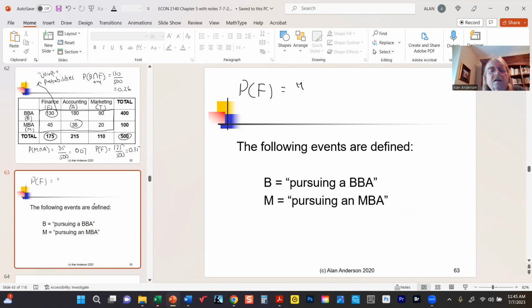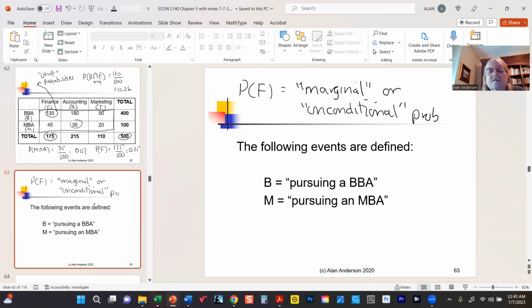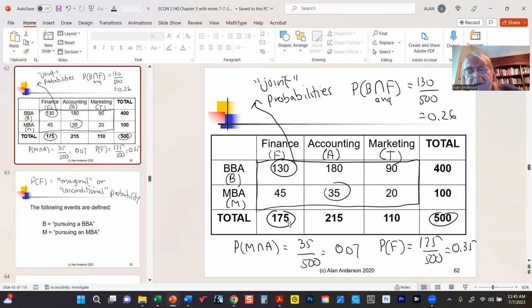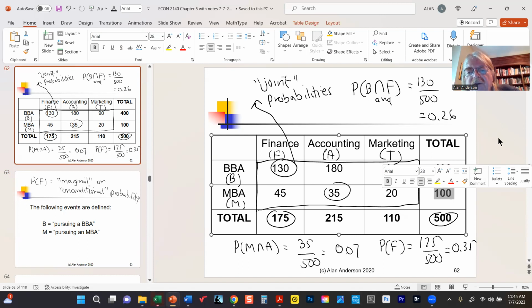This is called either a marginal or unconditional probability. So you can see there's several of these as well. We've got the probability of F, A, T, B, and M. There's 5 unconditional or marginal probabilities, and there's 6 joint probabilities, which tell us the probability of 2 things both being true.